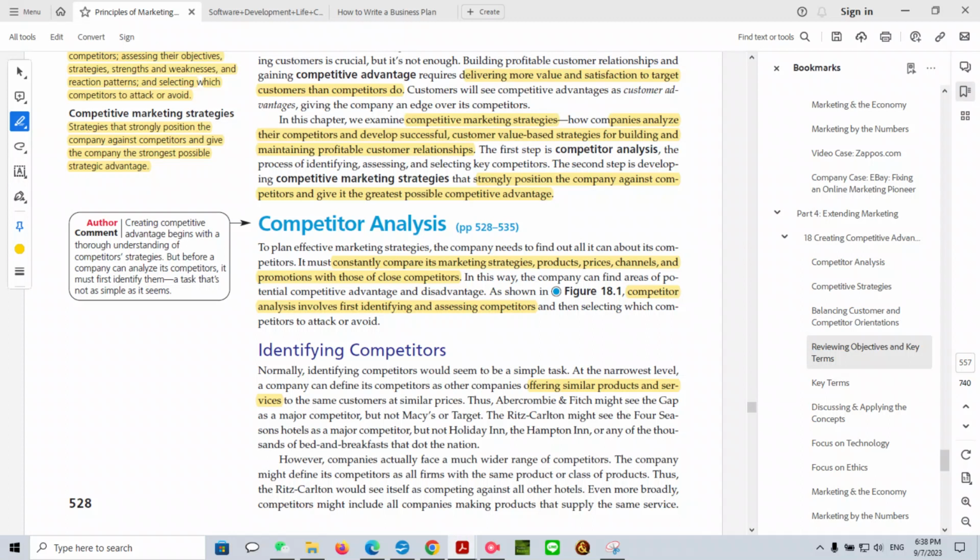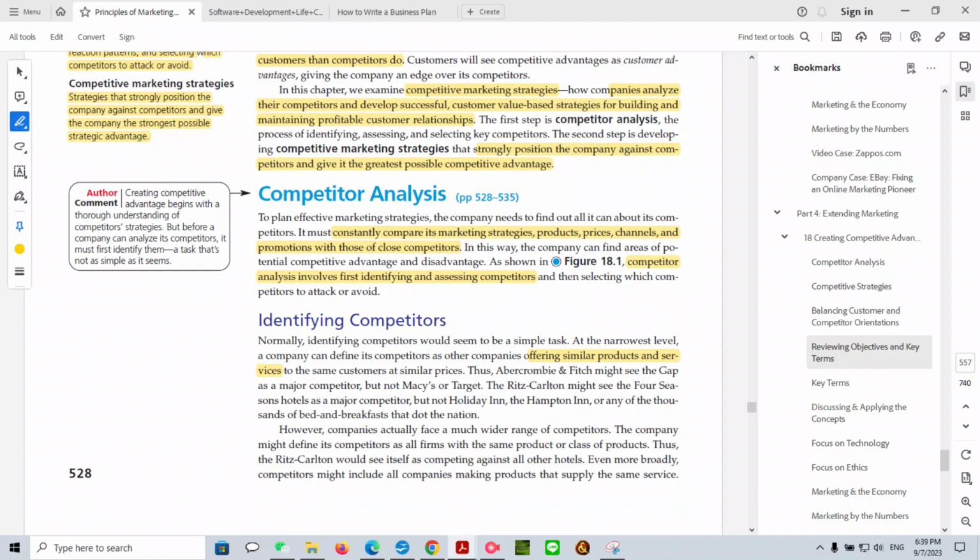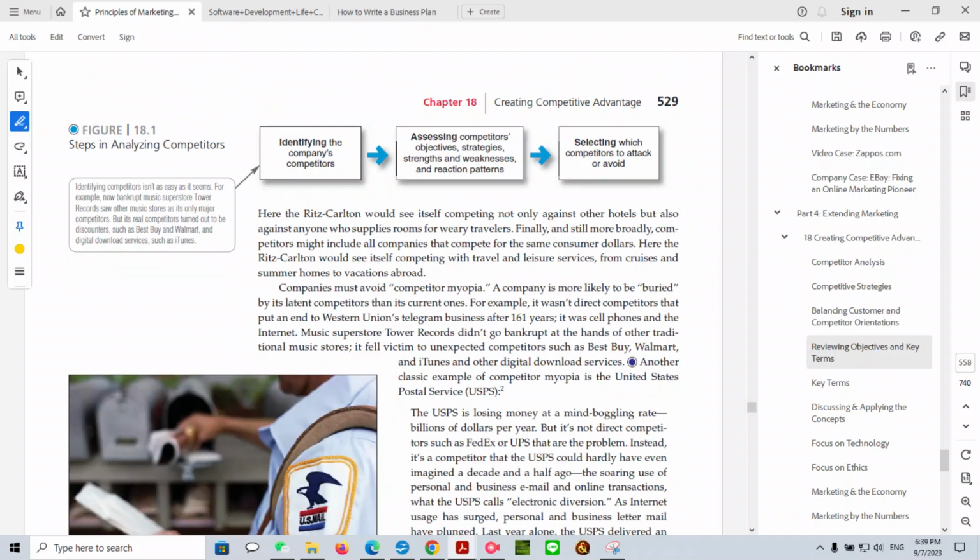The Ritz-Carlton might see the Four Seasons as a major competitor, but not Holiday Inn and Hampton. Again, those are different niches, therefore they're not competitors. However, companies actually face a much wider range of competitors. The company might define its competitors as firms with the same product or class of products. Thus, Ritz-Carlton would see itself as competing against other hotels. Even more broadly, competitors might include all companies making products that supply the same service.